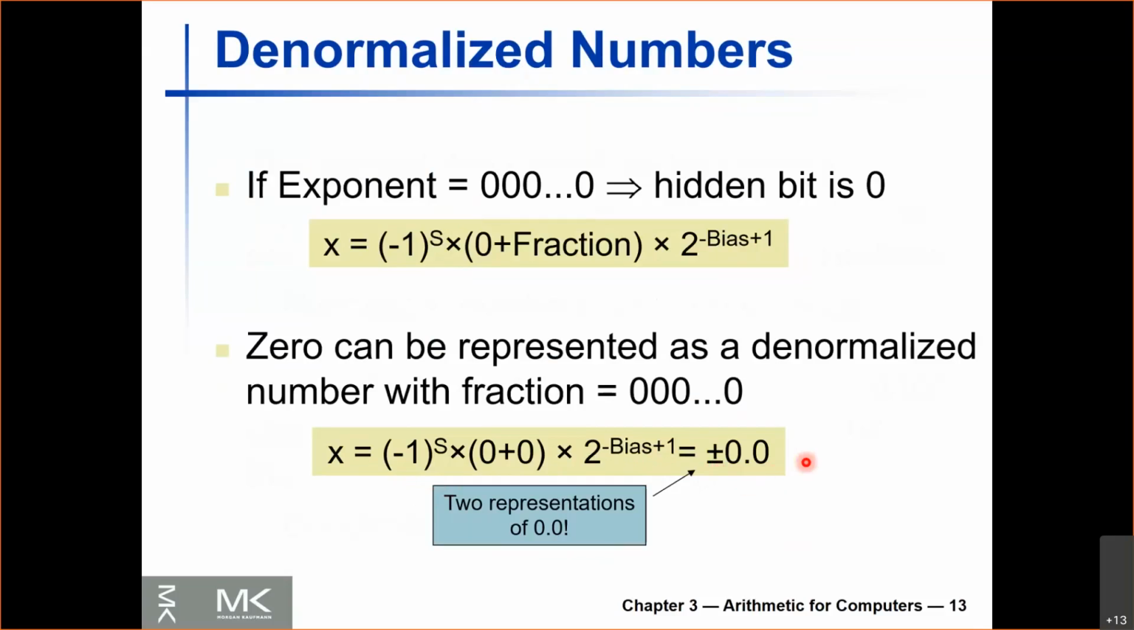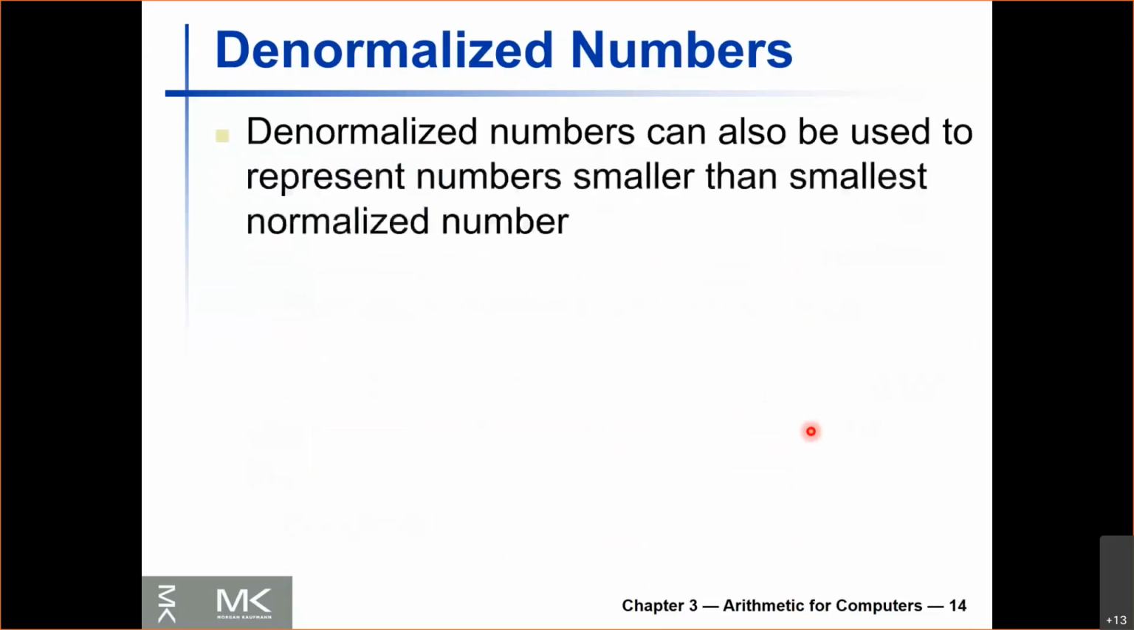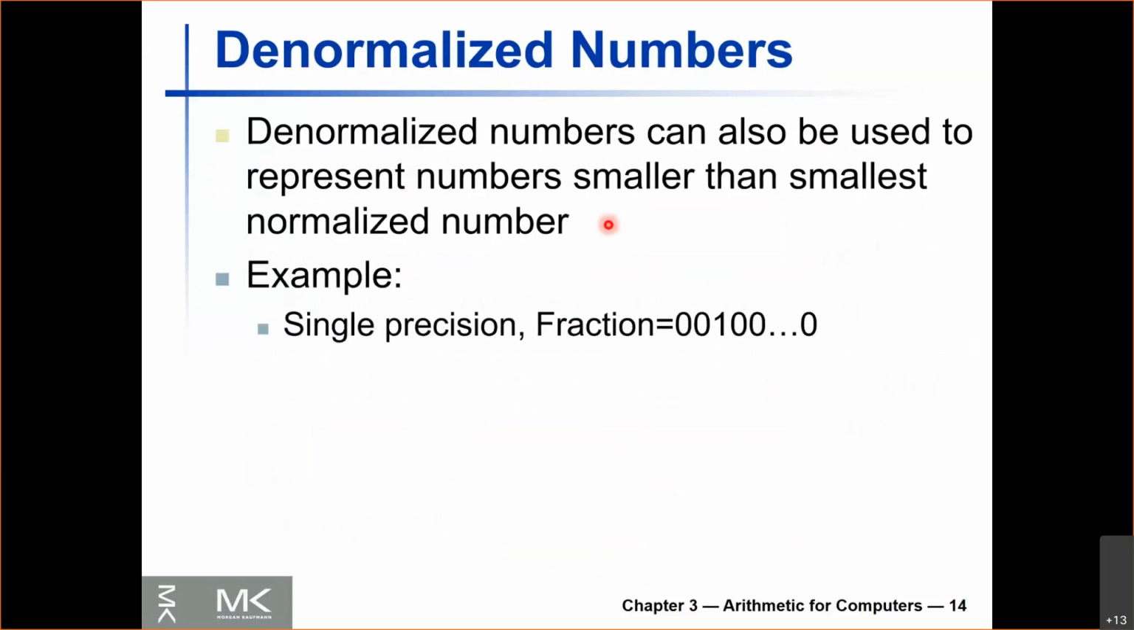But another benefit of denormalized numbers is not just that we can represent 0, but that we can also represent smaller numbers than we can represent with normalized numbers. So let's take a look at that. Denormalized numbers can be used to represent numbers that are smaller than the smallest normalized number. For example, if I'm using single precision, I set my exponent to be all zeros, and then I set my fraction to be something like 0, 0, 1, 0, 0, 0, 0. Okay, so what happens here?